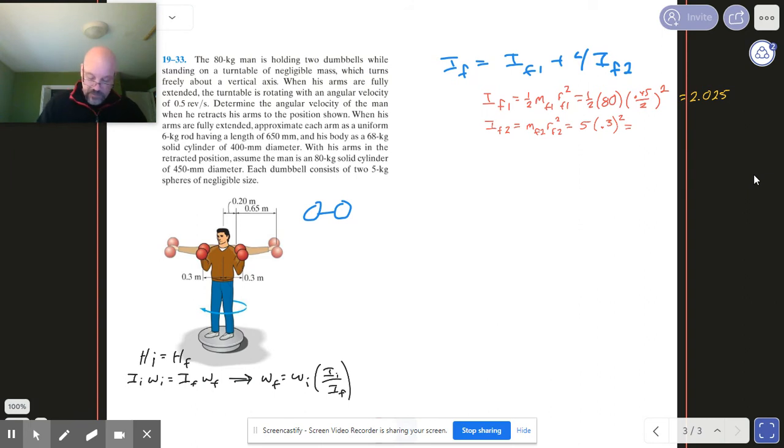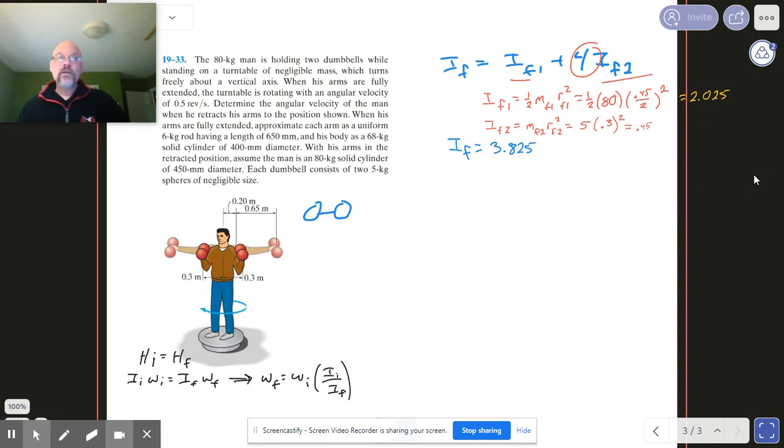So in the final position, there, that's how far we are from the axis. Okay. And once you do that, then the number that you're going to get is 0.45. Just like that. Okay. Now, when I add all those things together, my IF1, 4 of my IF2s, then I can get what the final moment of inertia is for my system. And as a number, that's 3.825.